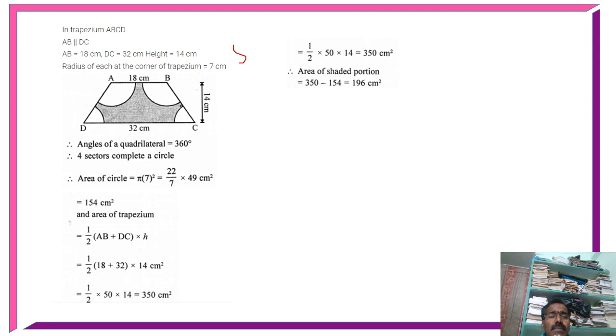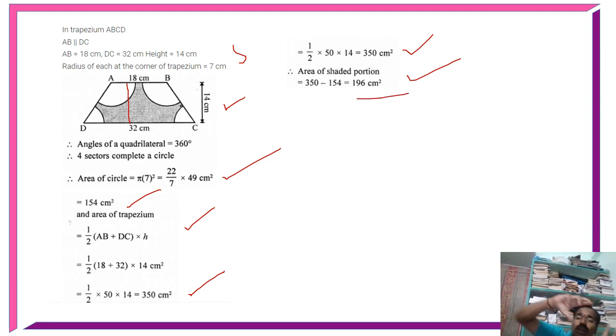The shaded area is the area of the trapezium minus the area of the circle, because keep in mind, students, what is the sum of the four angles in a trapezium? It is a quadrilateral, so 360. So 360 by 360 pi r square is nothing but pi r square, the circle. The area of a trapezium formula is half into the sum of parallel sides into height, that is the perpendicular distance between the parallel sides, 14 centimeters. Half into AB 18, CD 32, into 14, and on simplification we get 350. The area of the circle is pi r square, 154 centimeter square. So the shaded area is 350 minus 154, which is 196 centimeter square.